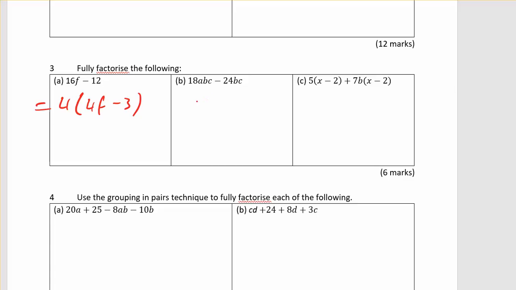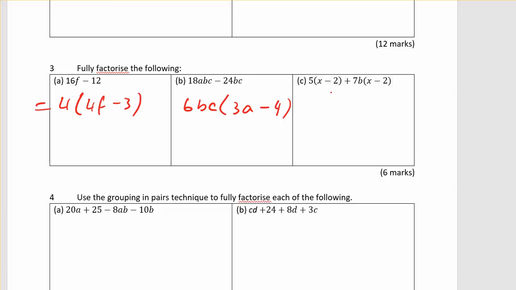18 and 24 both go into 6, and they both have a B and a C, so take 6BC out. 6BC times what gives you 18ABC? Well, 6 times 3 gives you 18. We've got a B and C, we're just missing an A, okay? 6BC times what gives you negative 24BC? Negative 4, because 6 4s are 24. So you get 6BC times negative 4, which is negative 24BC.